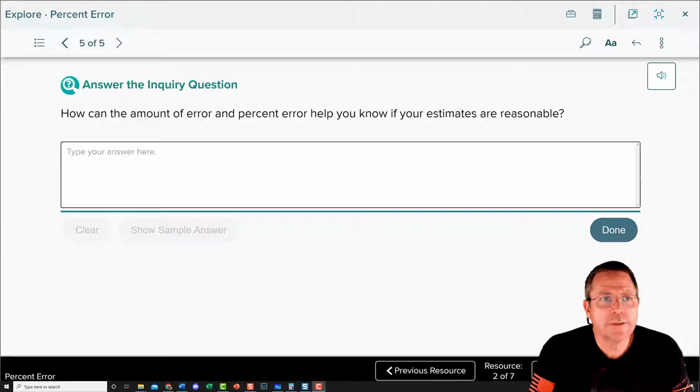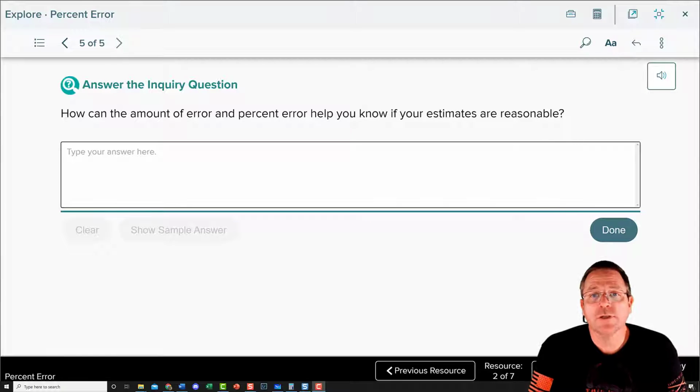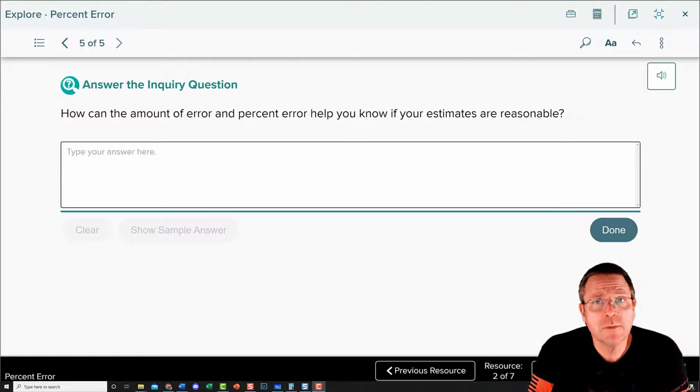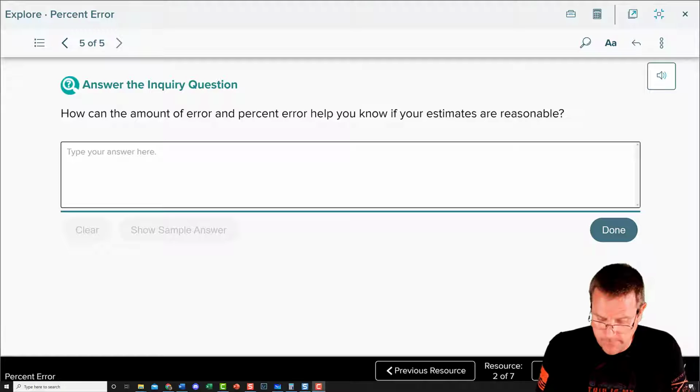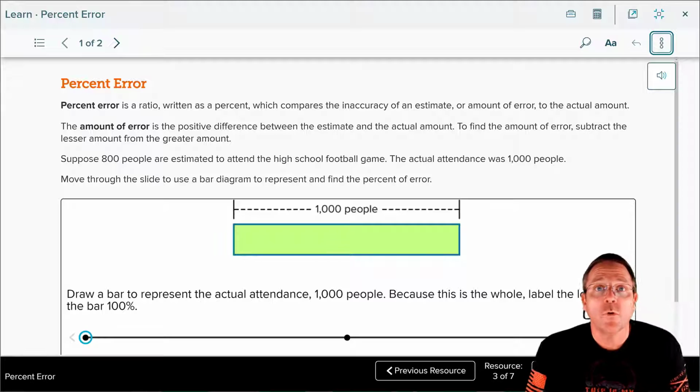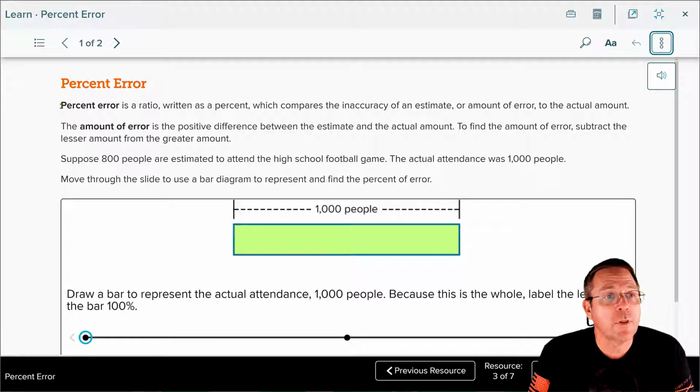The final question said, how can the amount of error and percent error help you know if your estimates are reasonable? Well, the smaller the error is, the smaller the percent error is, that's going to be the more reasonable estimates. That's going to mean you're closer to getting the best guesses on what the actual numbers are going to be. And with that, it is time for some real instruction, starting with some vocabulary terms.